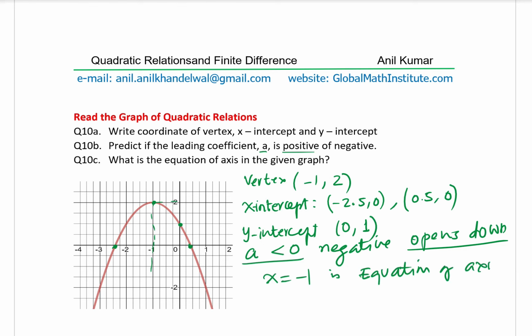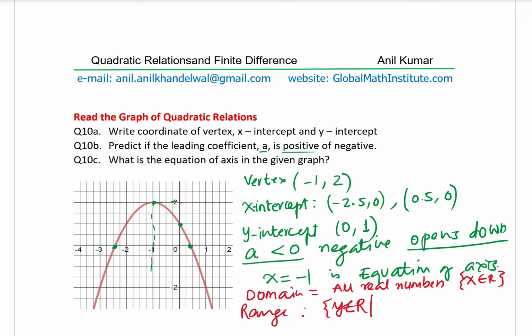Is that clear to you? Two more terms which I would like you to add here are domain and range. Domain is all real numbers, also written as x belongs to real numbers. And the range is less than the maximum value. Maximum value is 2, so we could write this as y belongs to the real numbers, but y is less than or equal to 2. Is that clear to you? We'll talk about this nomenclature in another video, but you could write straight away that y is less than or equal to 2.